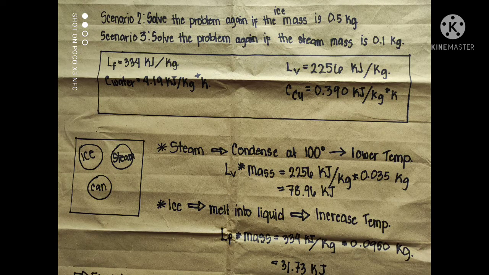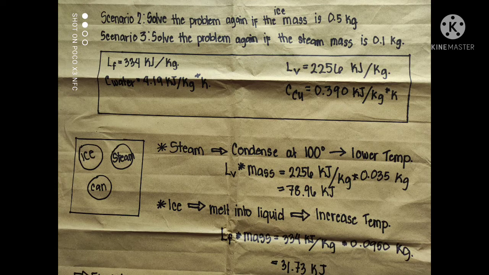So there are 3 subsystems here: the ice, the can, and the steam. Now let us talk about what happened to each of the subsystems. The steam will first need to condense into droplets of water. So steam condenses into droplets of water at 100 degrees Celsius before it can lower its temperature. How much heat will it release in the process of condensation? That would be the heat of evaporation multiplied by the mass.